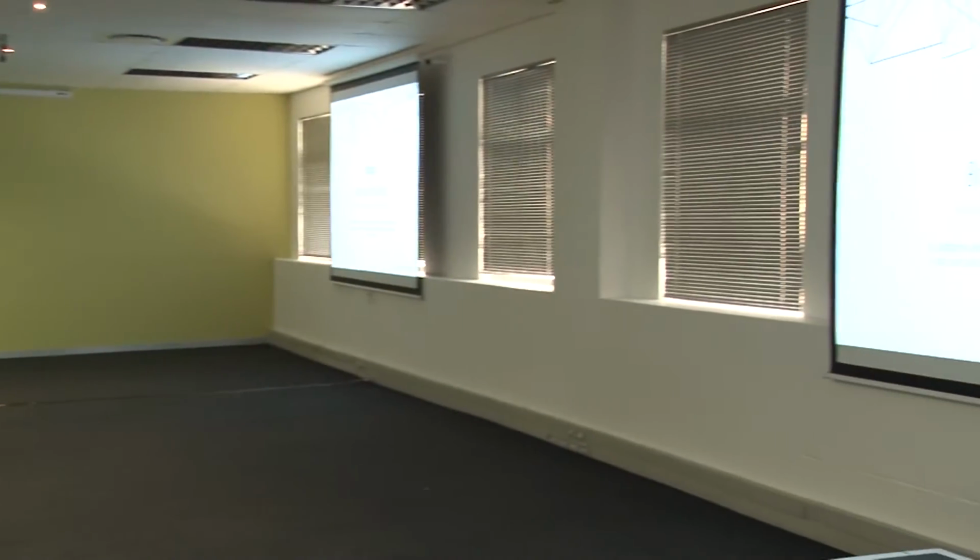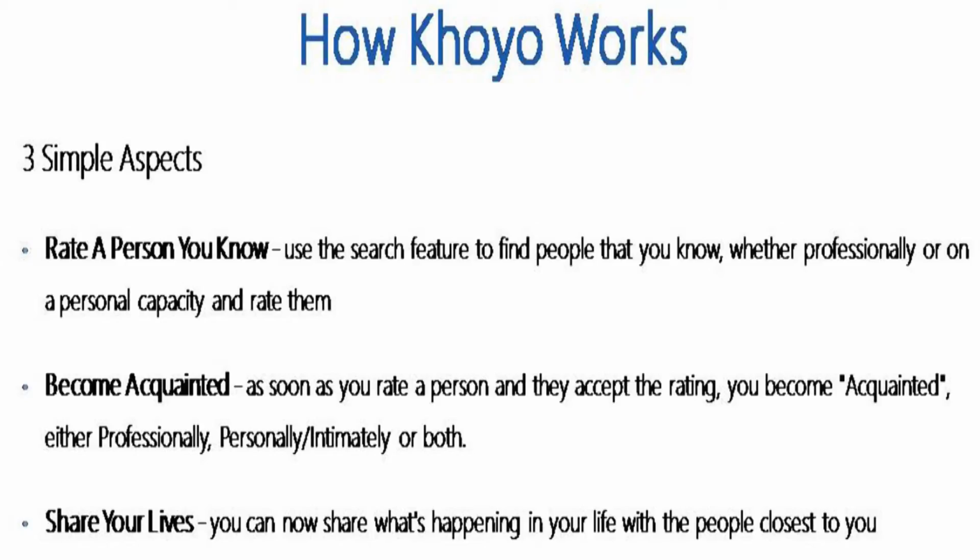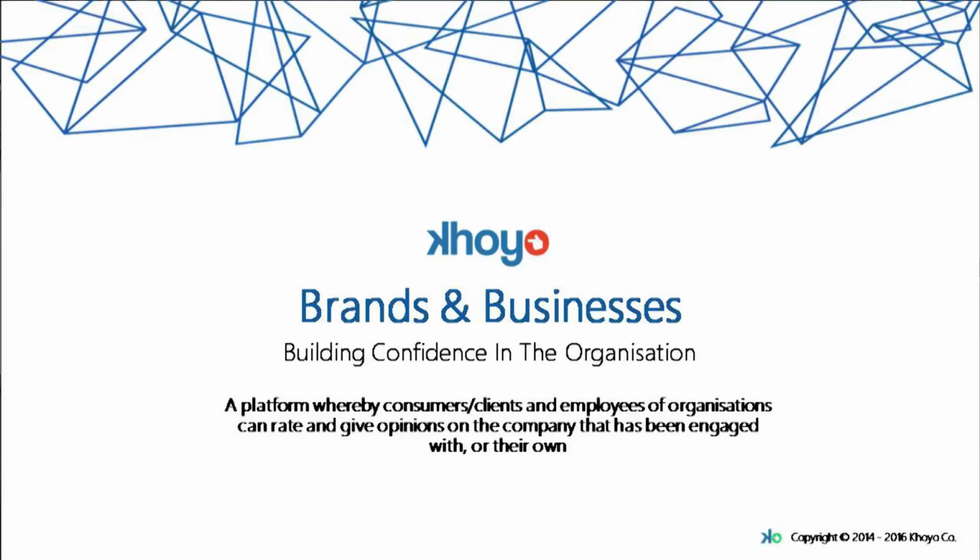Okay, so as Thabiso mentioned, we have Khoyo brands and businesses. So how this is going to work is companies are going to be able to rate the partners that they work with. So if company A works with company B, they can rate company B on how it was working with them. Other people who want to work with company B can then find out what kind of experience company A had with them.